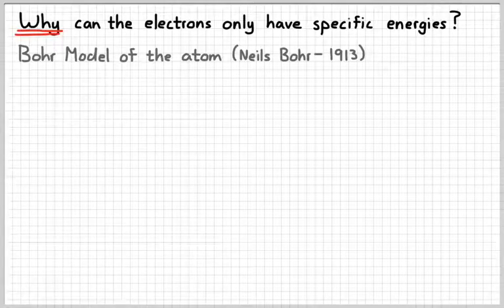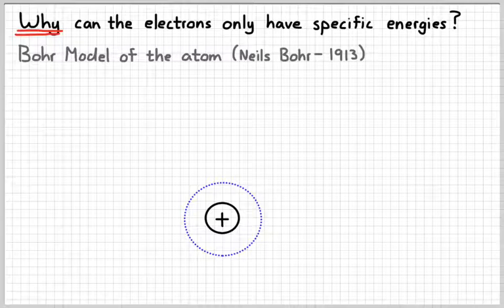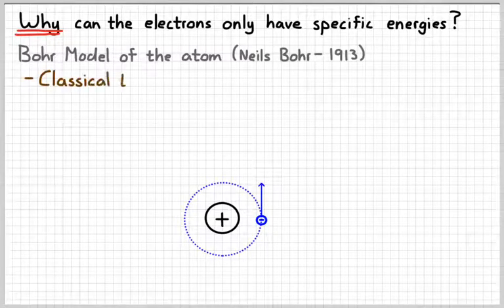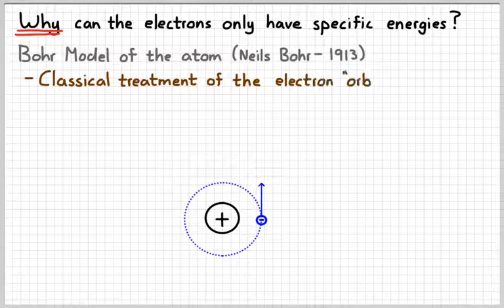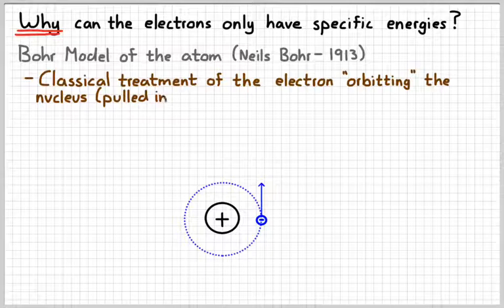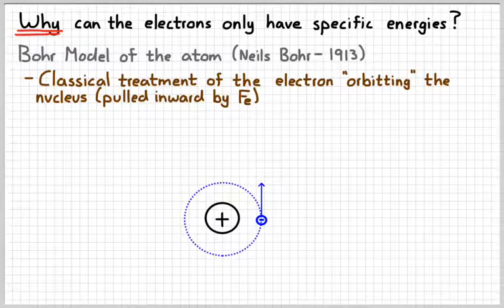And so back in chemistry, you probably learned about the Bohr model of the atom, which was developed by a guy by the name of Niels Bohr in 1913. And so the model that you learned in chemistry was a classical treatment of the electron where we picture it as being a particle that is orbiting the nucleus, pulled inward by the electric force. Kind of like the moon orbits the Earth and is pulled inward by the force of gravity.